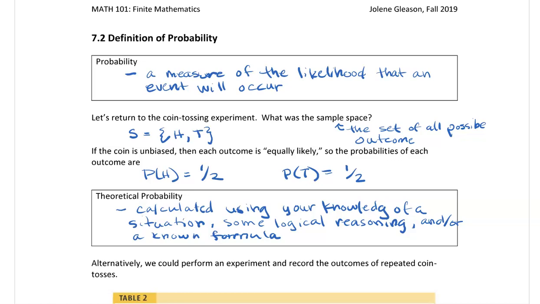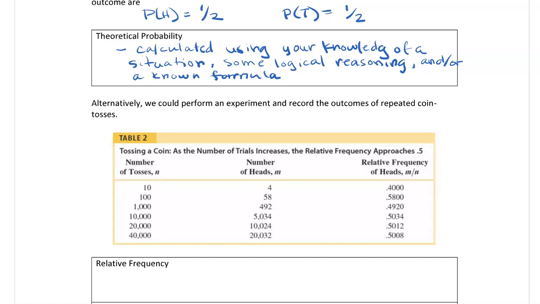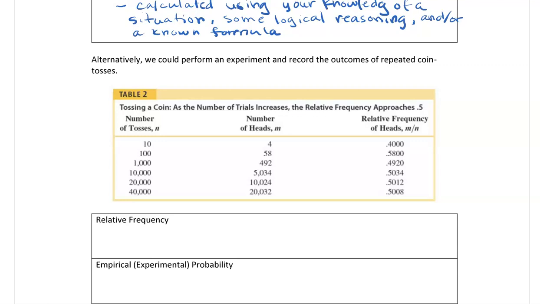But a lot of times we can't calculate the probability of something theoretically like that. We have to do some trials. For example, in quality control, if you want to know the probability that a part is going to be defective, the only way to figure that out is by testing parts and seeing how many of them are defective.